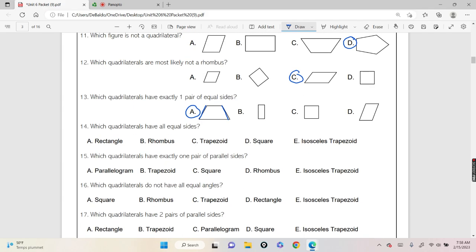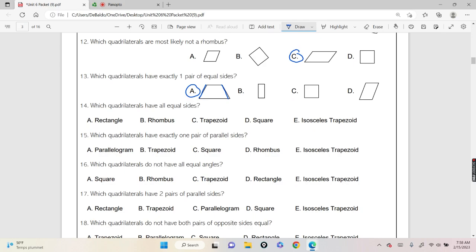Number 14, which quadrilaterals have all equal sides? Well, just looking at all the options here, we know that a rhombus has all equal sides, and we know that a square also has all equal sides. The other options here do not all have equal sides. Number 15, which quadrilaterals have exactly one pair of parallel sides? Well, we know that's a very unique and distinct characteristic of a trapezoid. So we're going to choose both of the trapezoid options.